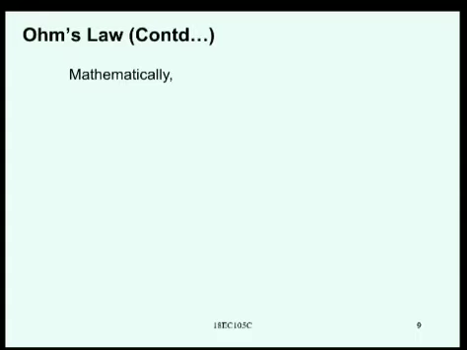Mathematically, it is expressed like this: voltage is proportional to the current, V ∝ I. V is the symbol for voltage, I is the symbol for current. Then, how do you equate it? So, V is equal to a constant multiplied by the current. It's a product of that. And that constant here is resistance in our situation.